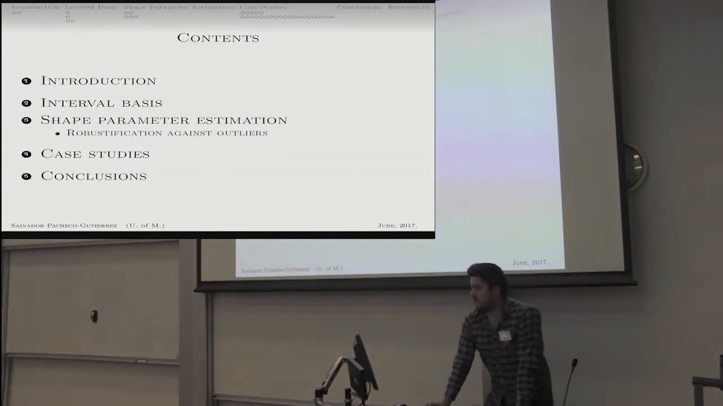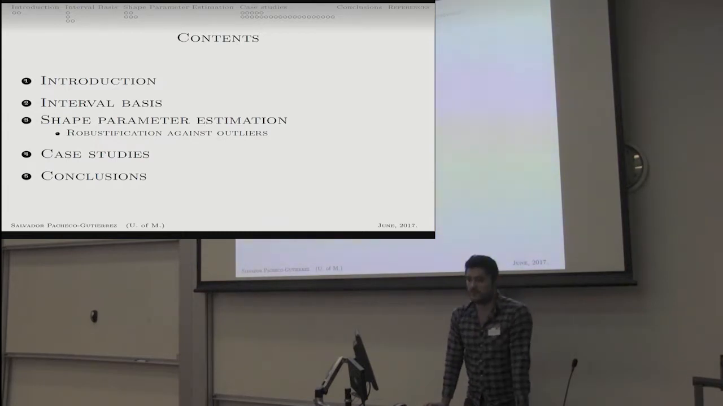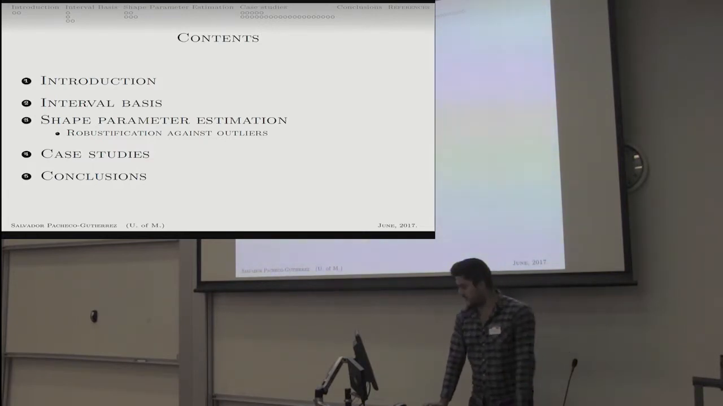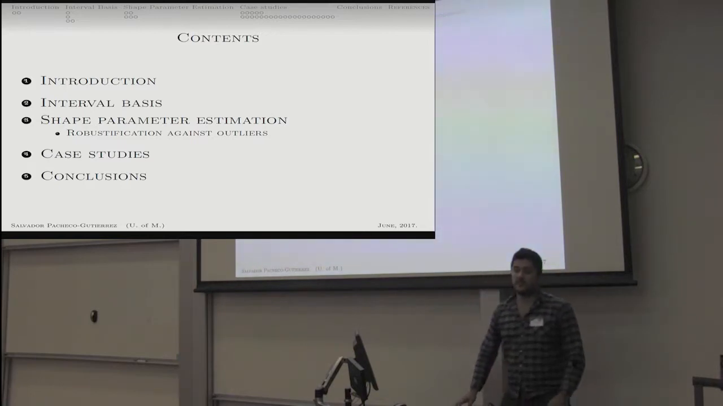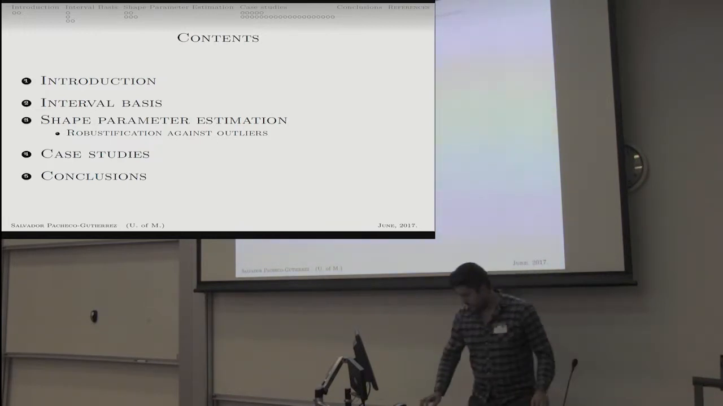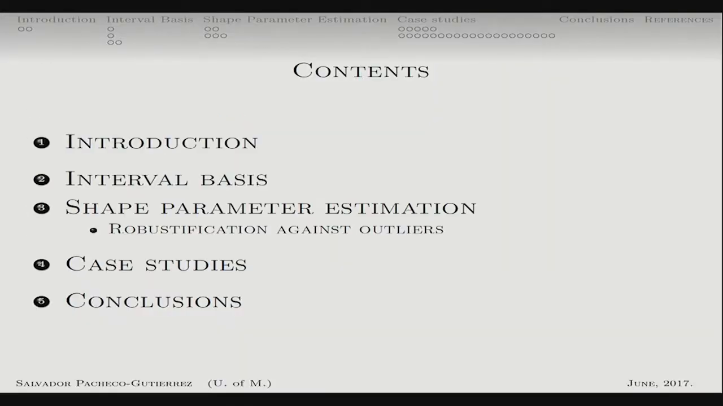So, this is the outline of the presentation. I'm going to give you a brief introduction, which I pretty much did already. Interval basis, I'm going to go very fast on that because I think pretty much everyone is an expert in that now. The shape parameter estimation that we used and how we robustify against the outliers and noise in the point cloud. I will show you some case studies with some comparisons against state-of-the-art techniques such as RANSAC, which is the one used in the literature, and some conclusions.